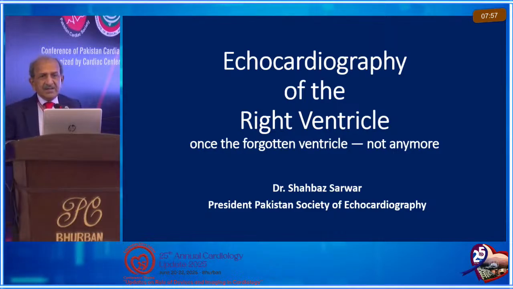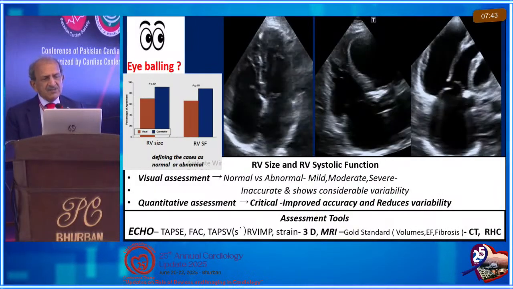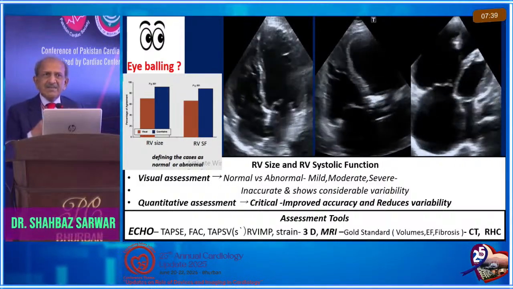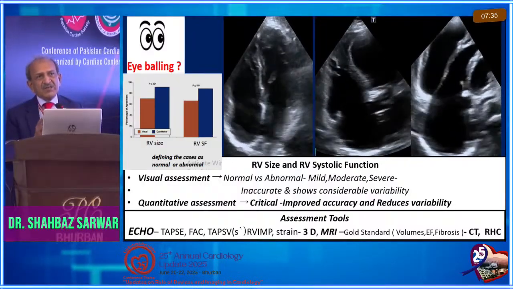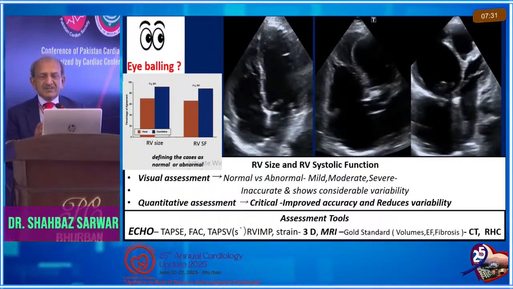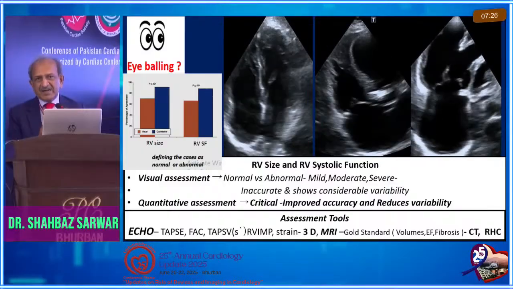So, the right side of the heart was practically the forgotten ventricle, but it is not anymore now, and I will be talking about that and about the latest guidelines which we have now. By and large, people have been eyeballing to assess the right side. In fact, generally people omit the right side of the heart and do not comment on it when doing echo, just comment on the left side. And if somebody by mistake comments on it, it is just by eyeballing.